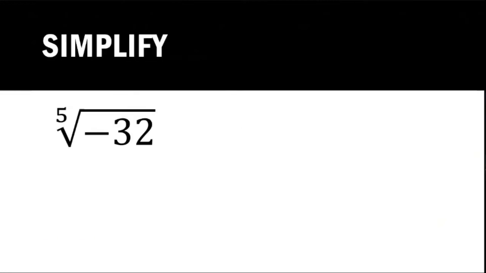Let us have now the fifth root of negative 32. Again, negative 32 is the same as negative 2 raised to 5. So I will just change the fifth root of negative 32 to the fifth root of negative 2 raised to 5. Again, the index and the power are the same. Therefore, we can now have negative 2 as our answer. So this will be divided out.